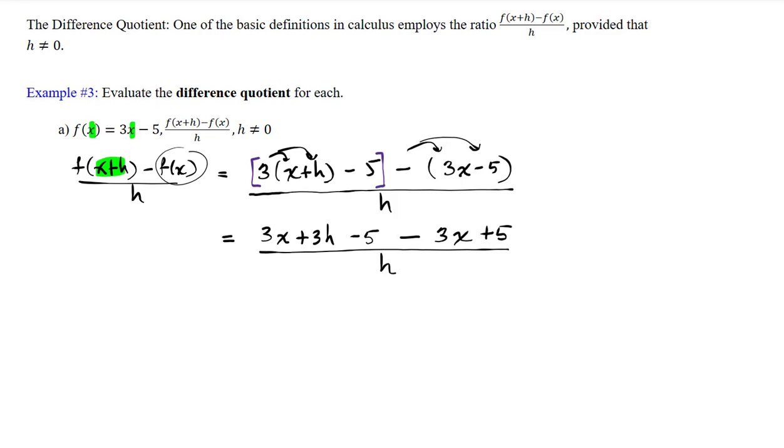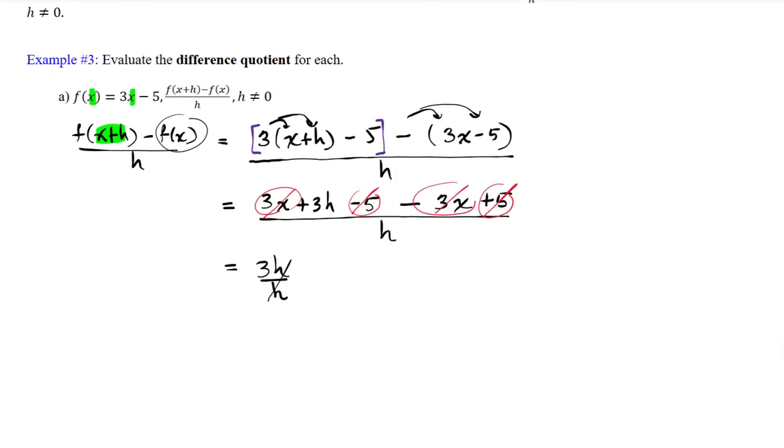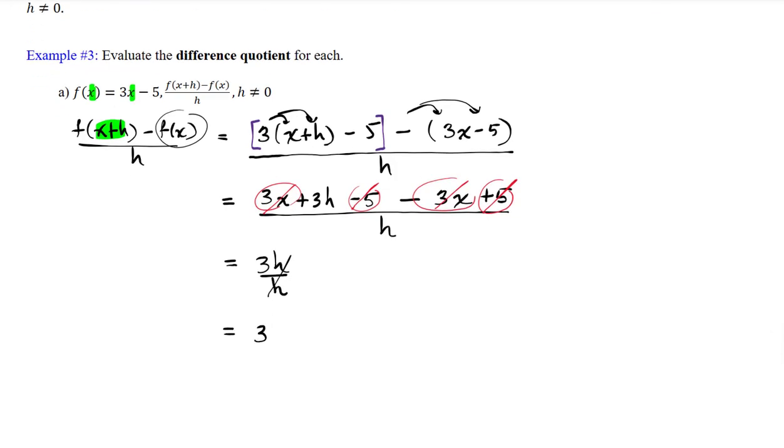Notice that we can cancel out the 3x term since one of them is positive, the other is negative. Likewise, the negative 5 and the positive 5 add to 0. So we're left with simply 3h from the numerator, and then we have an h in the denominator. Here we can divide out the common factor, which is h, leaving us with just the value 3. And that is the difference quotient for the function f of x.